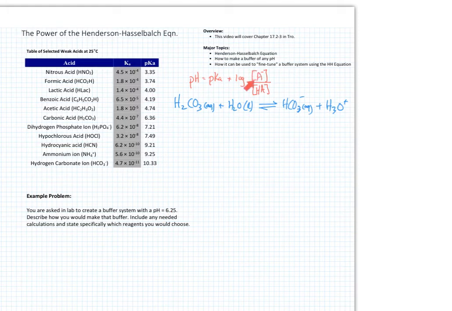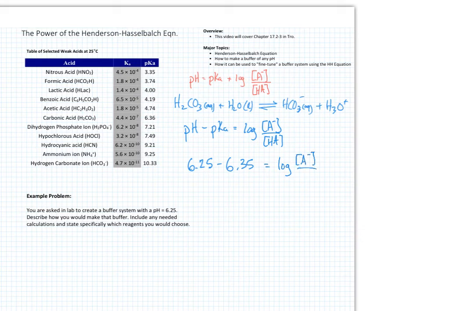So what that means is I need to figure out what's the fine adjustment that I need to make with the actual ratio of these two things compared to one another. So let's go and rearrange the Henderson Hasselbalch equation. pH minus pKa is equal to the log of A minus divided by HA. And now I'm going to fill in the numbers that I have. So I want to have a 6.25. So 6.25 minus 6.35, which is coming from the table. That's the pKa of the acid. And that is going to be equal to log A minus divided by HA.